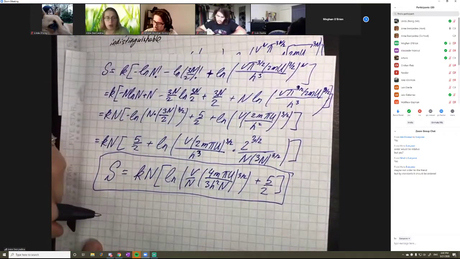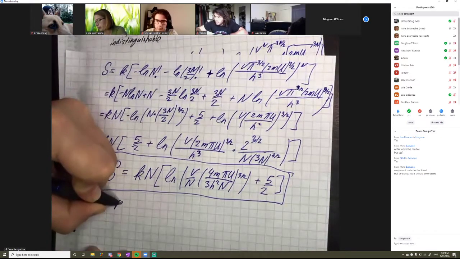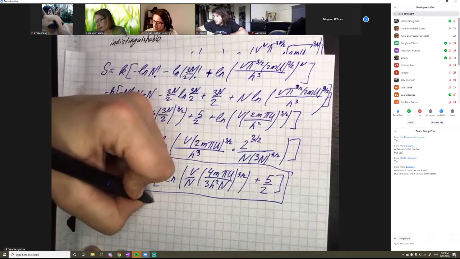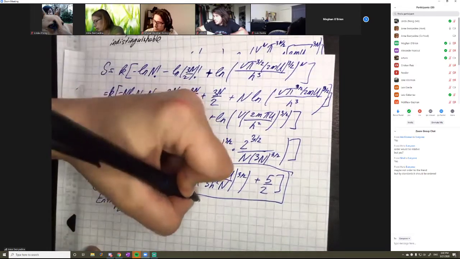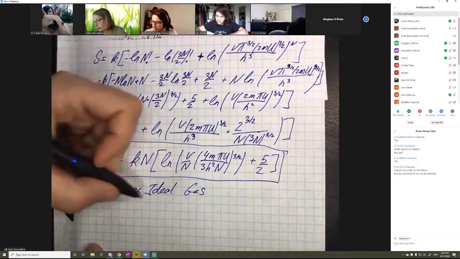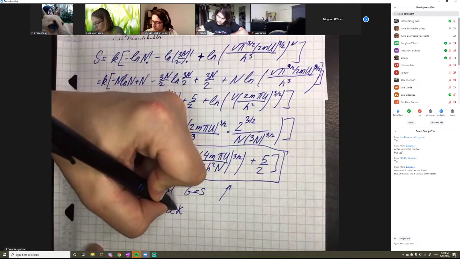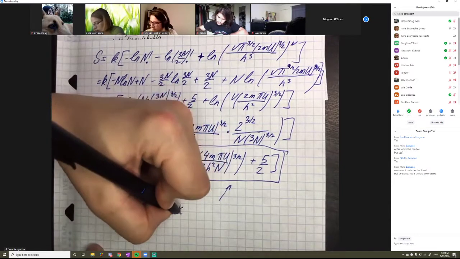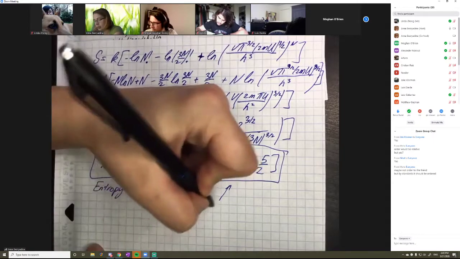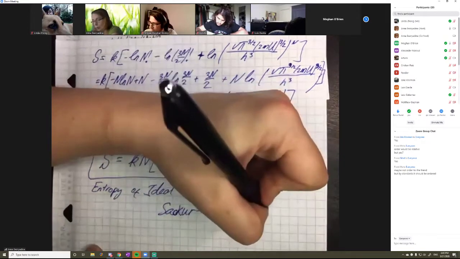And this equation is for entropy of ideal gas. And this formula is called the Sackur-Tetrode equation.